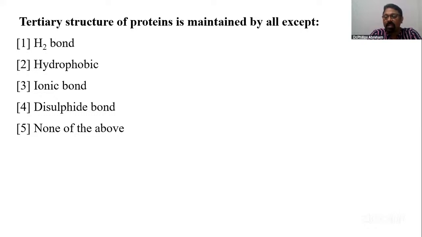Secondary, tertiary, and quaternary structures, we always say in general, are maintained by non-covalent bonds, but along with that, disulfide is also important. So in this condition, all the 4 are there to maintain the tertiary structure, and so none of the above is the answer. Now we're coming back to the point.